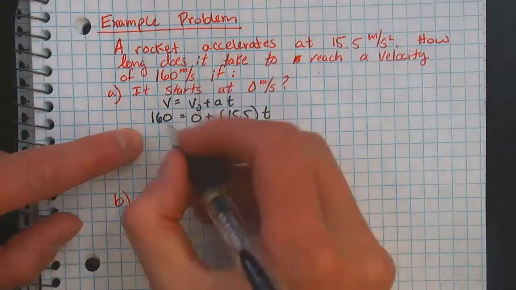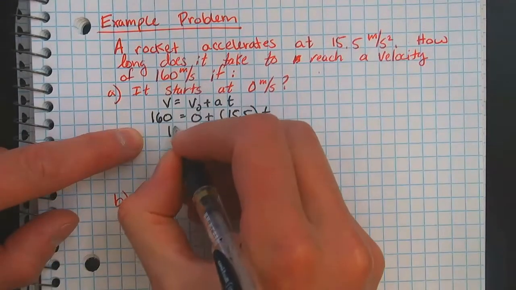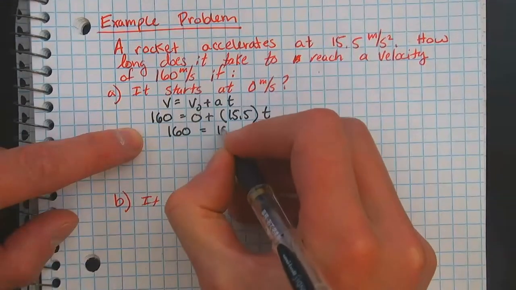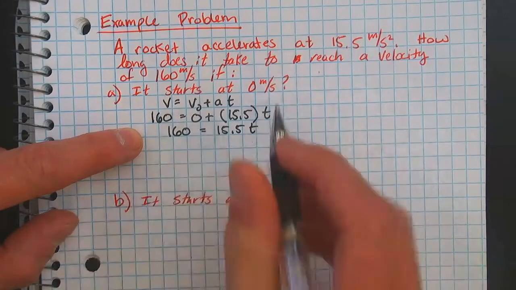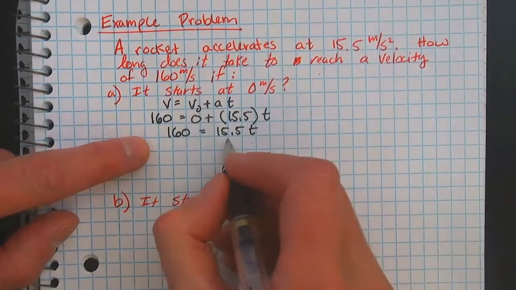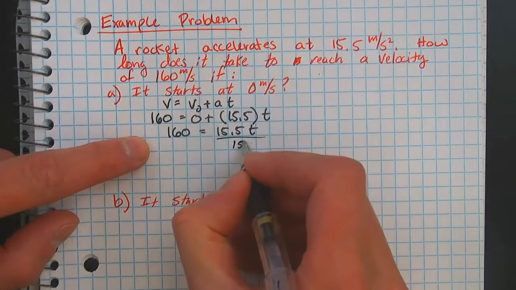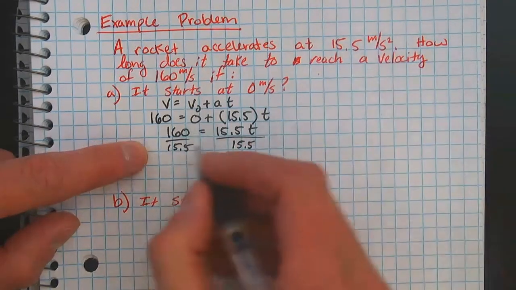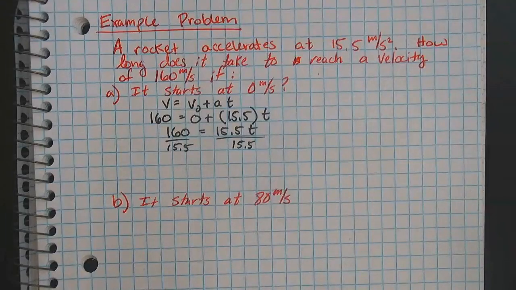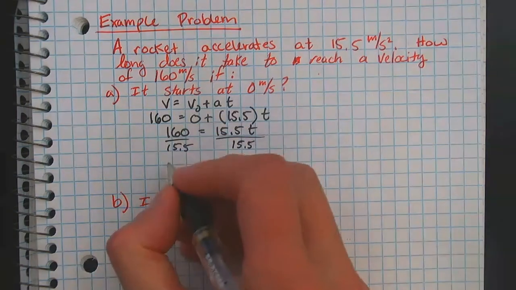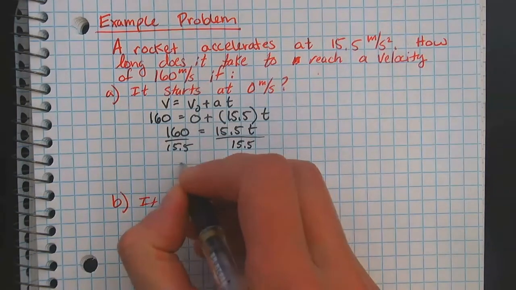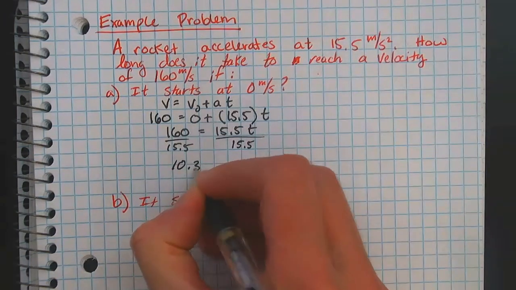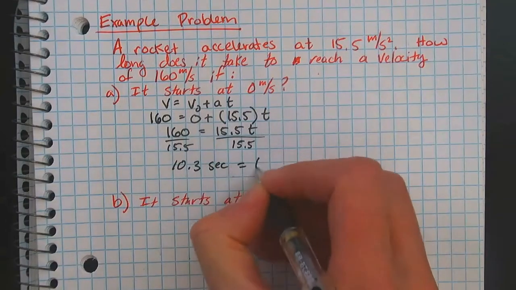Of course the 0 doesn't really matter, you can drop the 0. And then we're going to divide by 15.5. That's going to be 160 divided by 15.5. That's going to be 10.3, and that's going to be seconds, is equal to t.